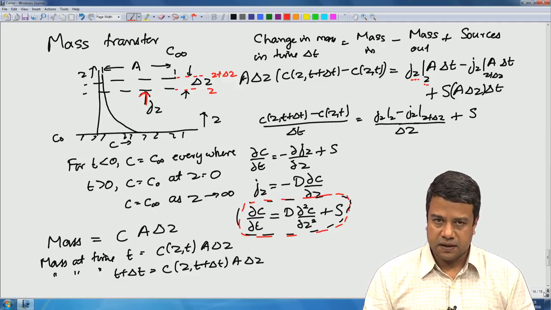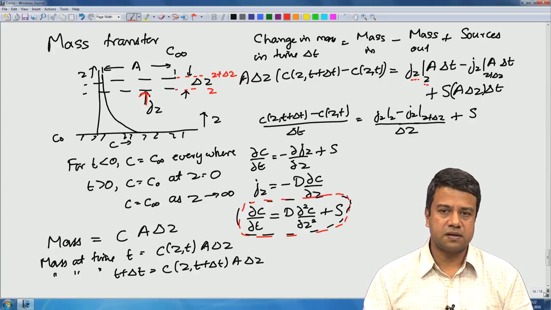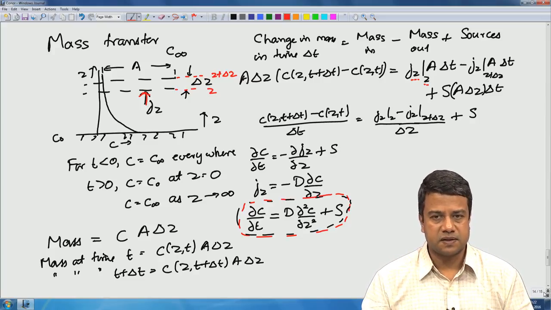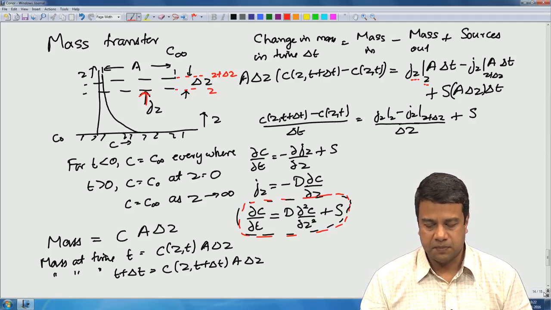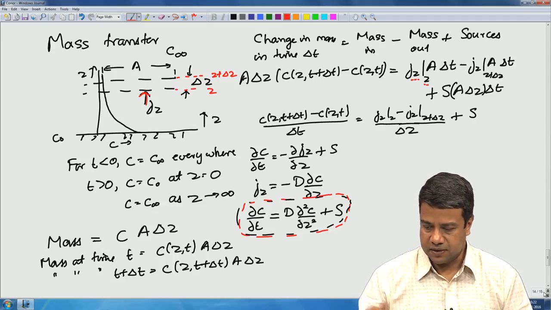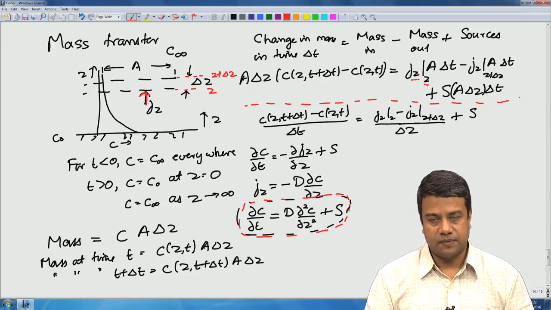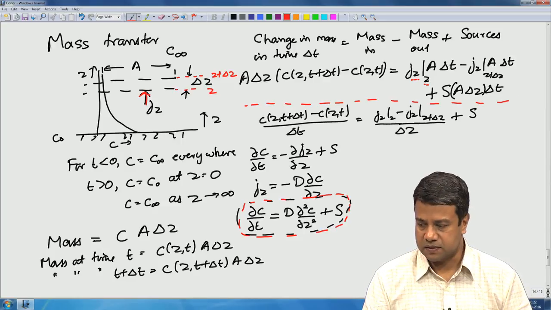One can define an exact analogous problem for mass transfer. Initially, the concentration of some solute is 0 everywhere, or C infinity everywhere within the fluid. At time t is equal to 0, you instantaneously increase the concentration on the surface to C naught, and then you want to see how the concentration evolves. The equation is the same once again, change in mass instead of heat. Change in mass within a time delta t is equal to mass in minus mass out plus sources.